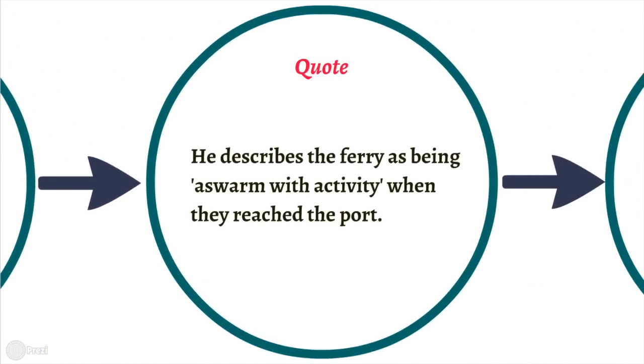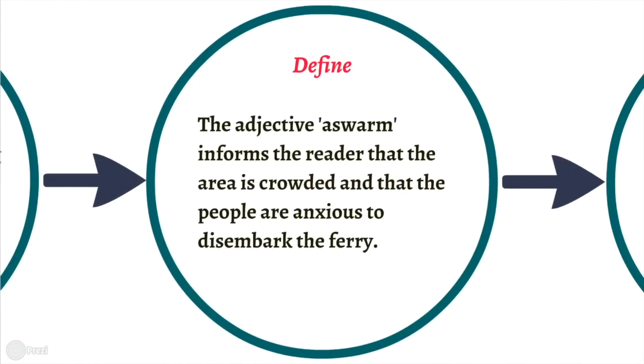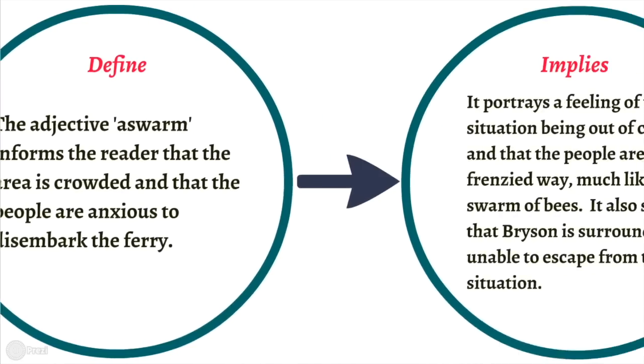Then you need to put your quote in. So I've put, he describes the ferry as being a swarm with activity when they reached the port. So I've been sophisticated in the fact that I've used an embedded quote there. So I've used the quote to actually form part of my sentence. And now I need to define what the word, the adjective, a swarm means. So I've said the adjective, a swarm, informs the reader that the area is crowded and that the people are anxious to disembark the ferry. So I've actually just defined what the word a swarm means.